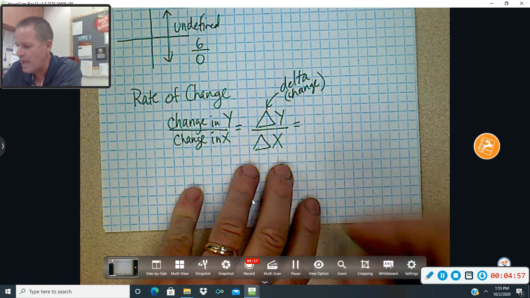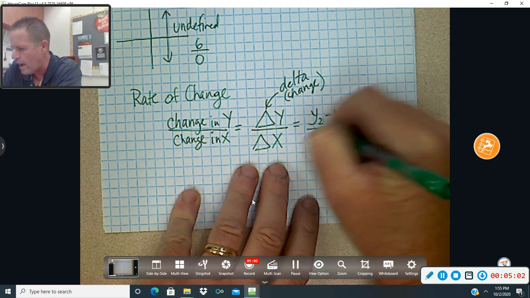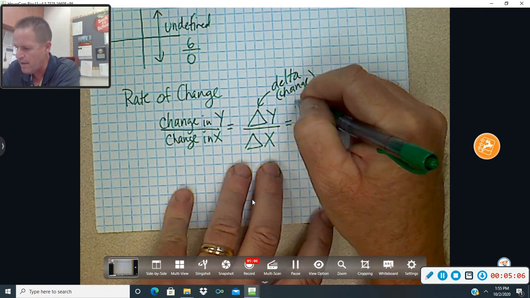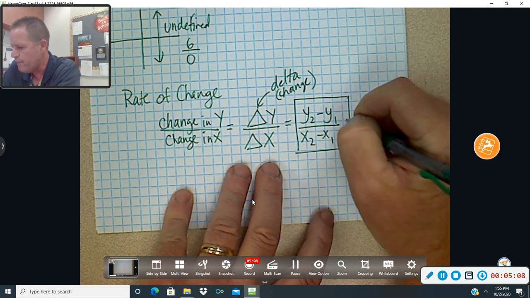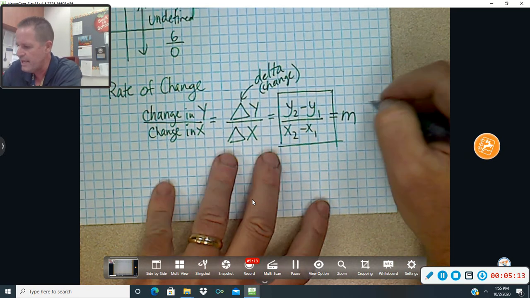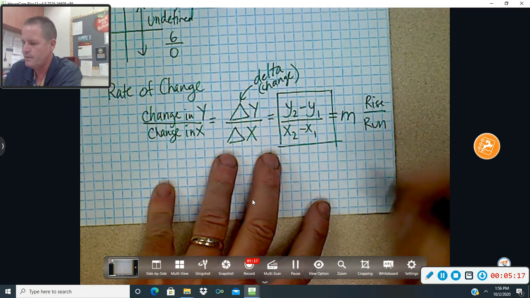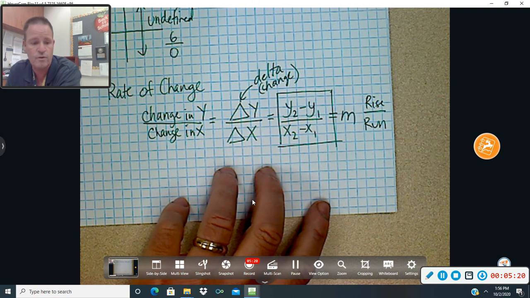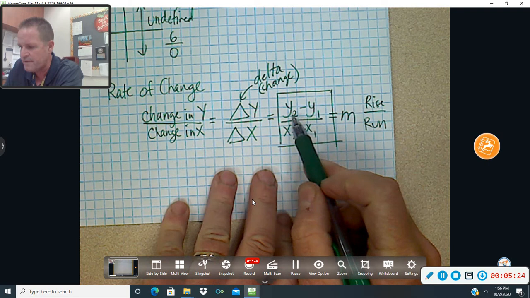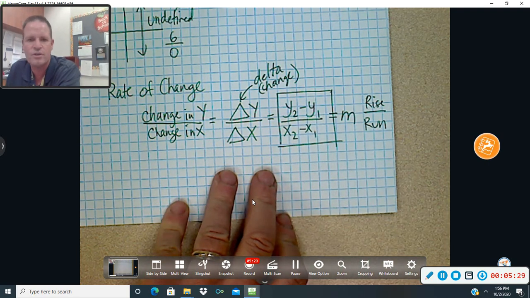Now, this is the actual formula. You write it as y2 minus y1 over x2 minus x1. Again, this is our formula for slope. It's going to give us our rise over run. We've talked about rise over run last week. Now, I'm going to give you the specifics of what it means to have y2 and y1, and what it means to have x2 and x1.